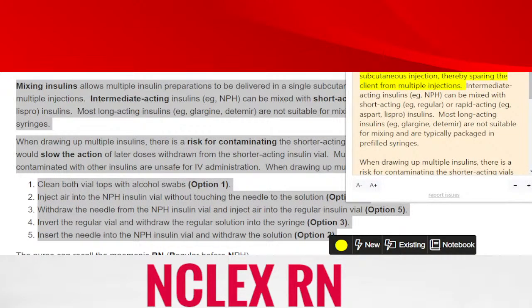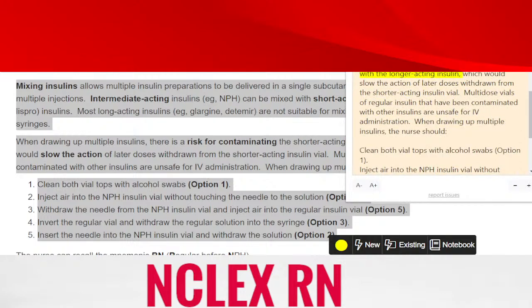Mixing insulins allows multiple insulin preparations to be delivered in a single subcutaneous injection, thereby sparing the client from multiple injections. Intermediate-acting insulins, e.g., NPH, can be mixed with short-acting, e.g., regular or rapid-acting, e.g., Aspart, Lispro, insulins. Most long-acting insulins, e.g., glargine, Detemir, are not suitable for mixing and are typically packaged in pre-filled syringes.